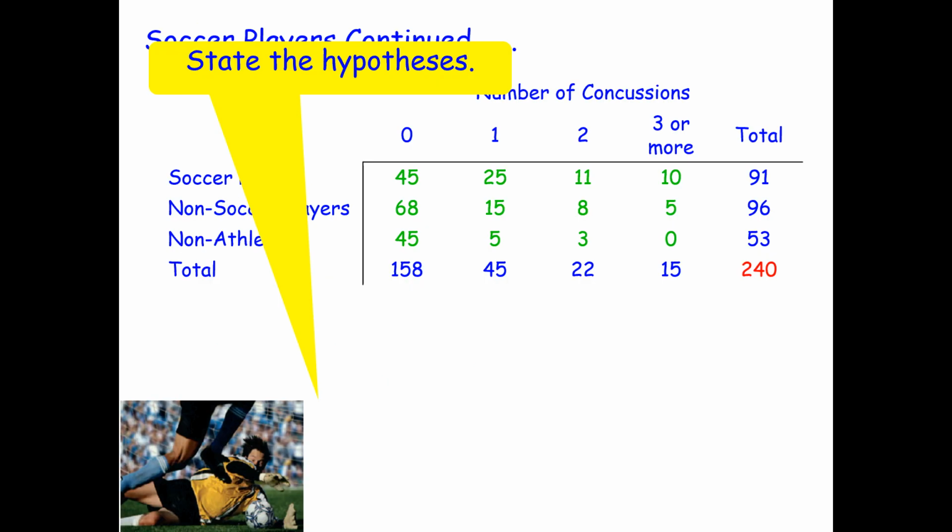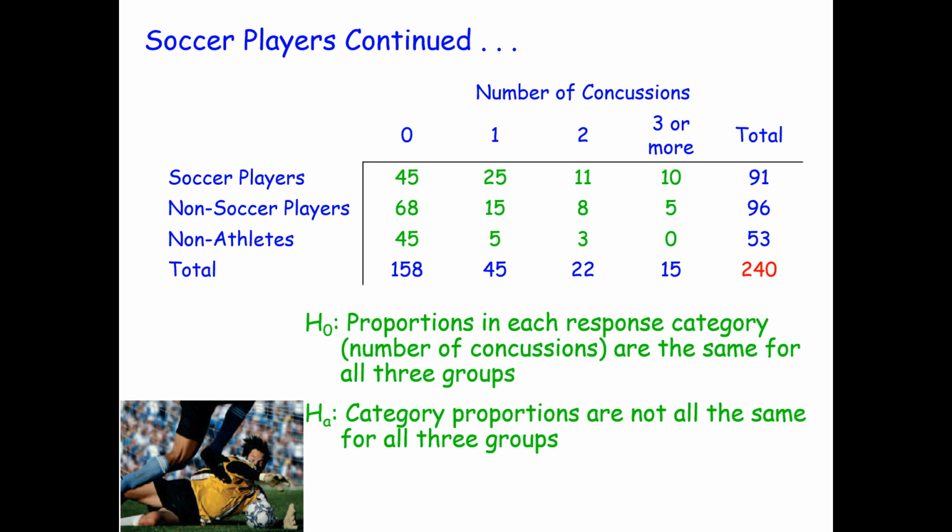So here we've got our table, so let's state our hypotheses. Our null hypothesis would be that the proportions in each response category, so the number of concussions, are the same for all 3 groups. An alternative hypothesis would be that the category proportions are not all the same for all 3 groups.